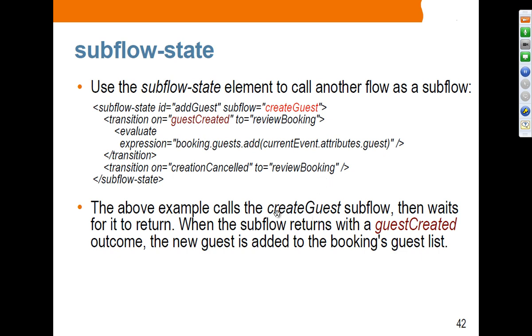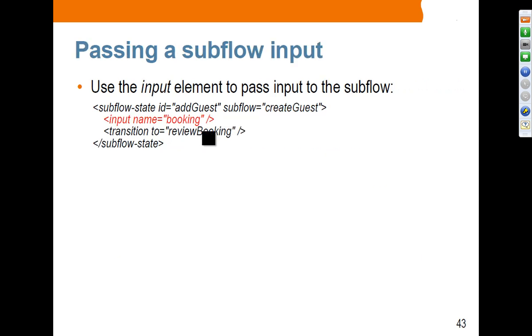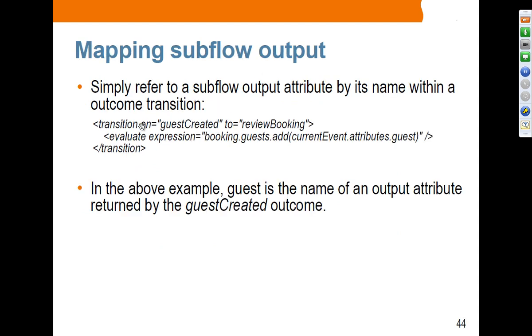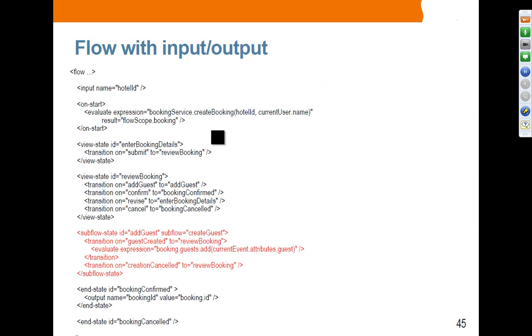It will call the create guest subflow, then wait for it to return. When the subflow returns with a guest created outcome, the new guest is added to the booking's guest list. Then it will be evaluated if the transition is on this one. Passing a subflow input, you can actually pass it using input like this. Mapping subflow output: simply refer to the subflow output attribute by its name within the outcome. This is basically what we just talked about in the previous example. So this is the transition, input and output.